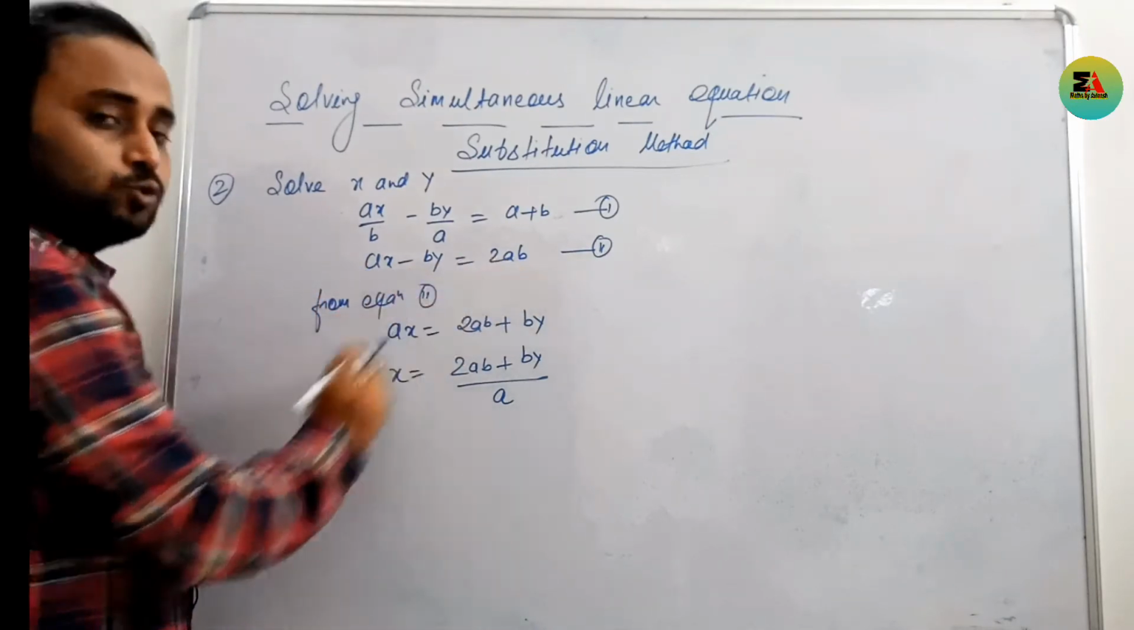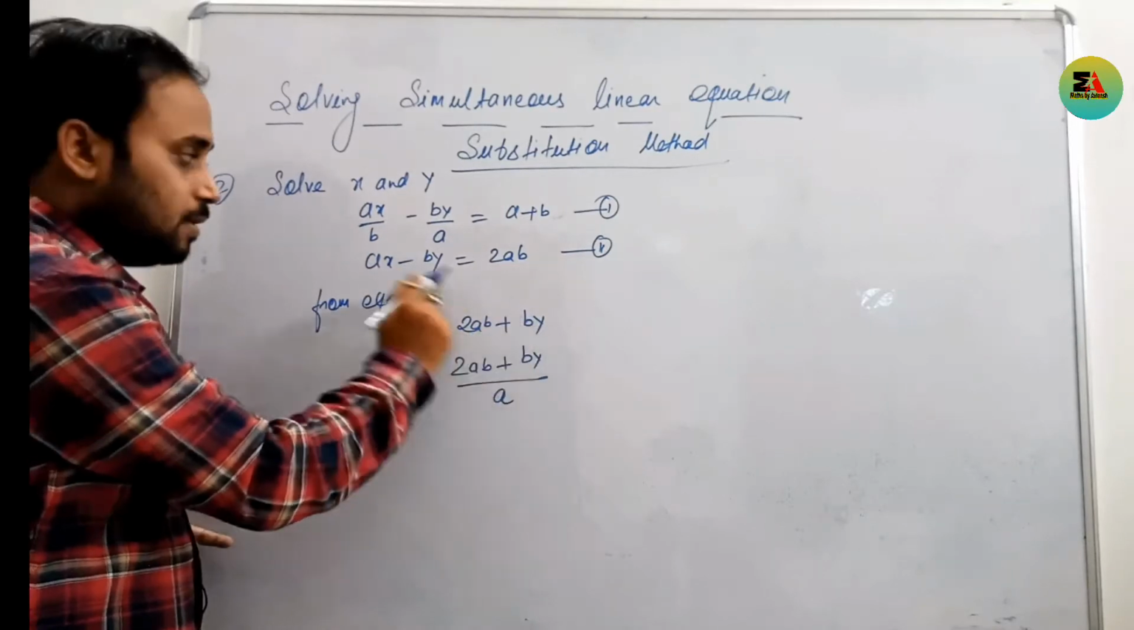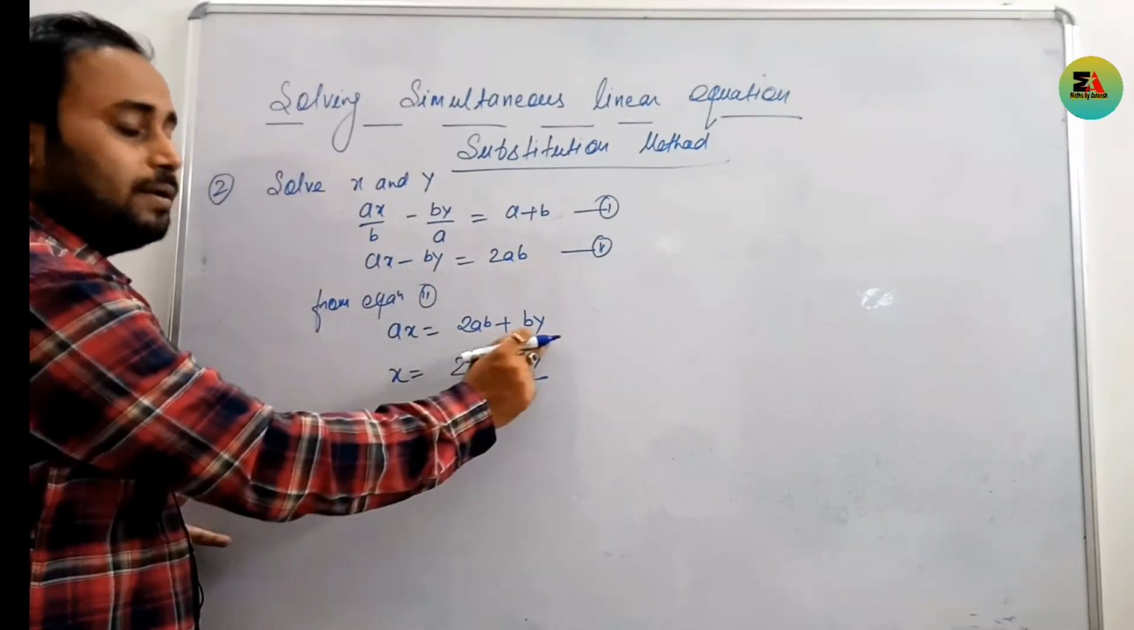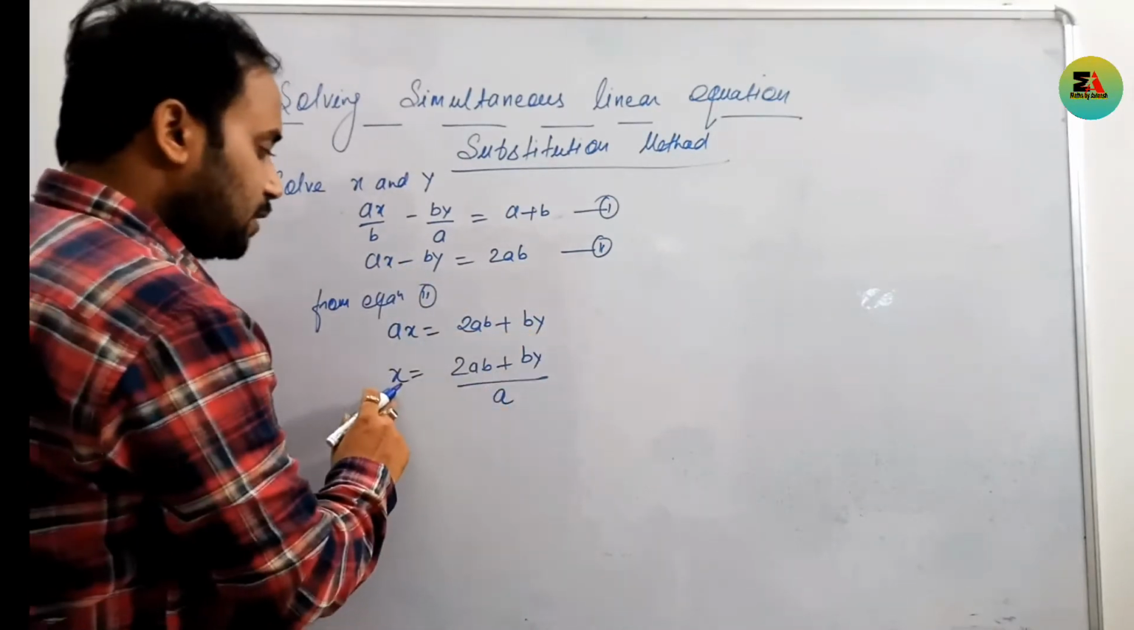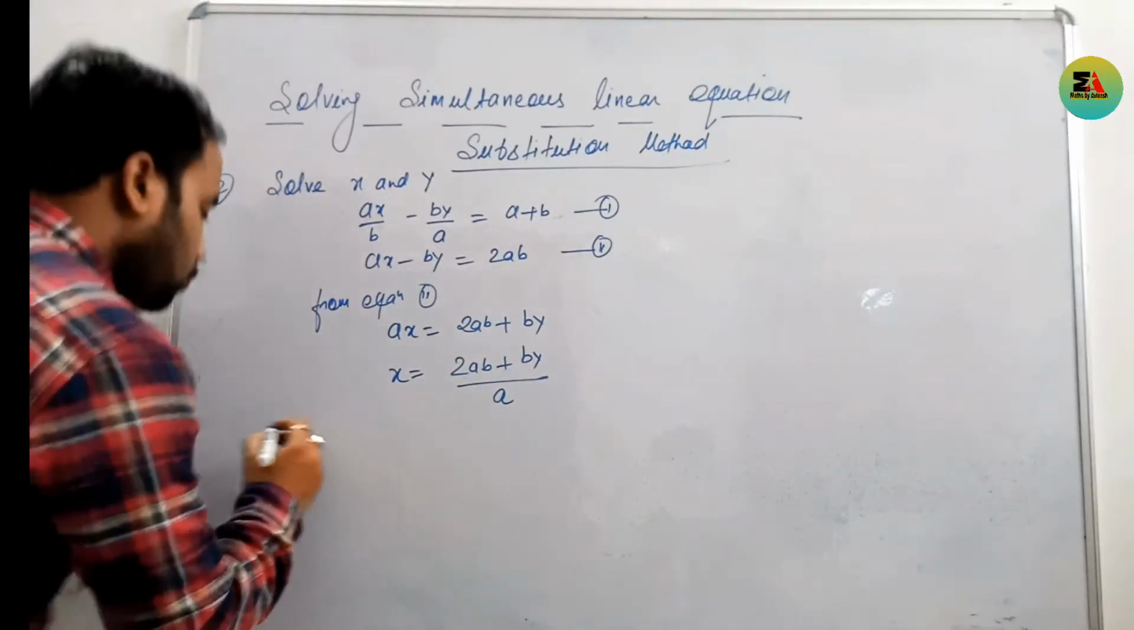Ax minus by equals 2ab. Therefore ax equals 2ab, and the minus by comes to the other side, so this sign becomes plus: 2ab plus by. Now the value of x will be (2ab + by)/a. Clear? Now again substitute.